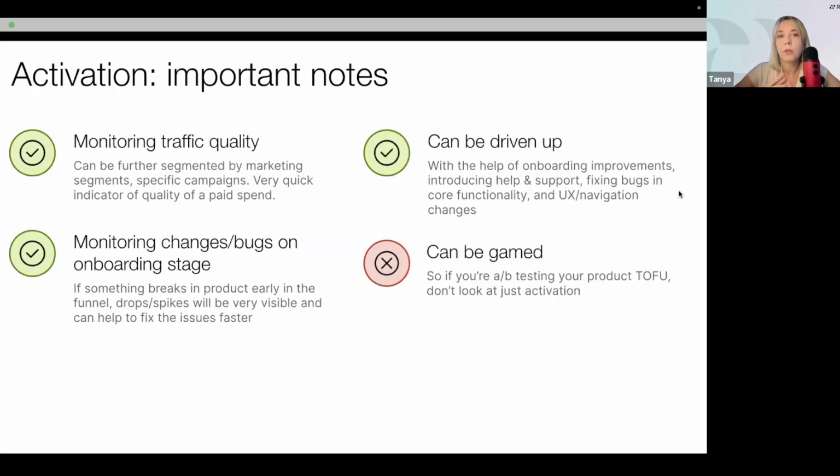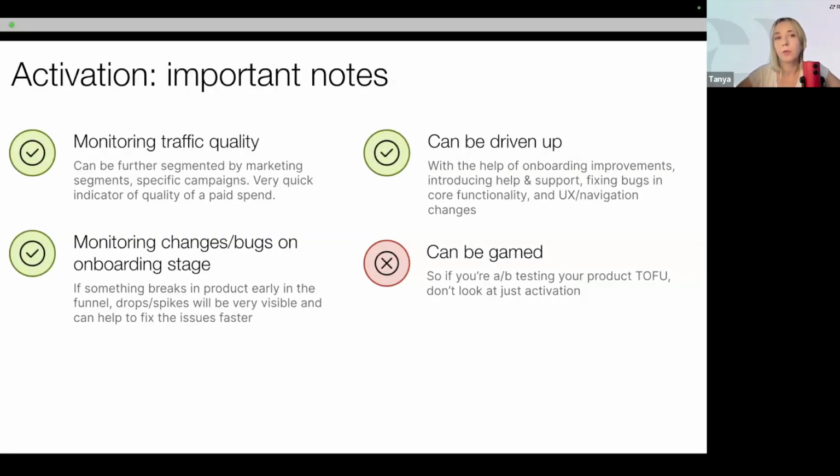For example, you can not only use activation for your goals as a product team, but also work together with a marketing team and understand the traffic quality: how are the marketing spend and marketing campaigns performing? Are they bringing high quality traffic or not that much? How much quality does this paid spend actually have? You can also monitor the changes and the bugs on the onboarding stage in the product very quickly. If something breaks, the drops and spikes will be visible, and it will help you fix the issues faster.